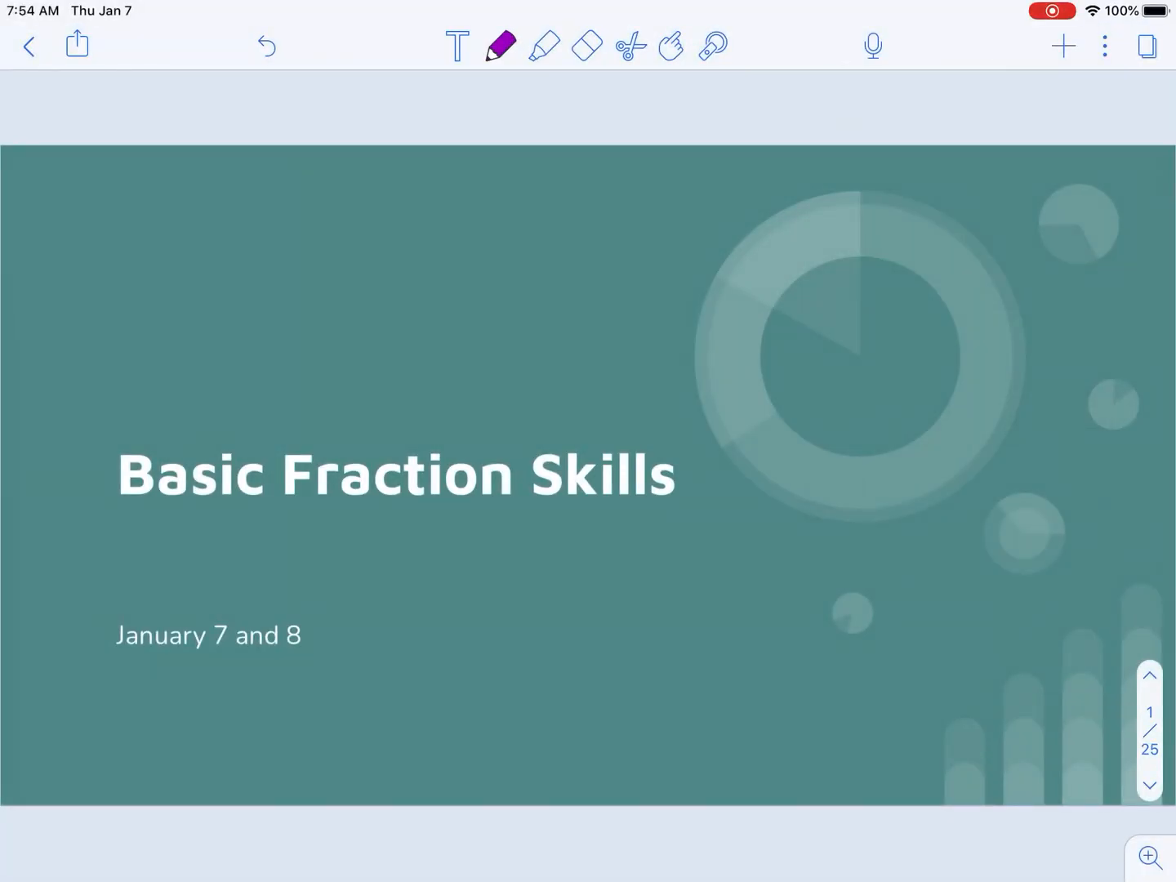Hi, in this lesson, we're going to be going over some basic fraction skills that you may have learned in 5th grade or 4th grade and 3rd grade, hopefully learned in one of those grades, that we will be needing in our next chapter, which is multiplying and dividing fractions.